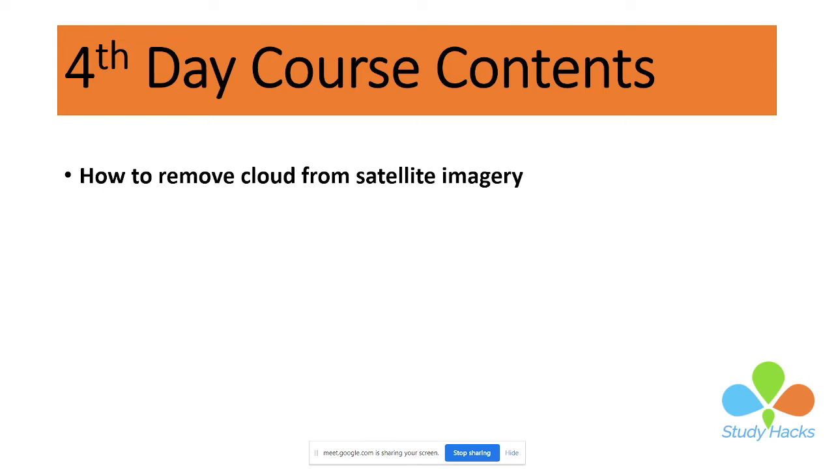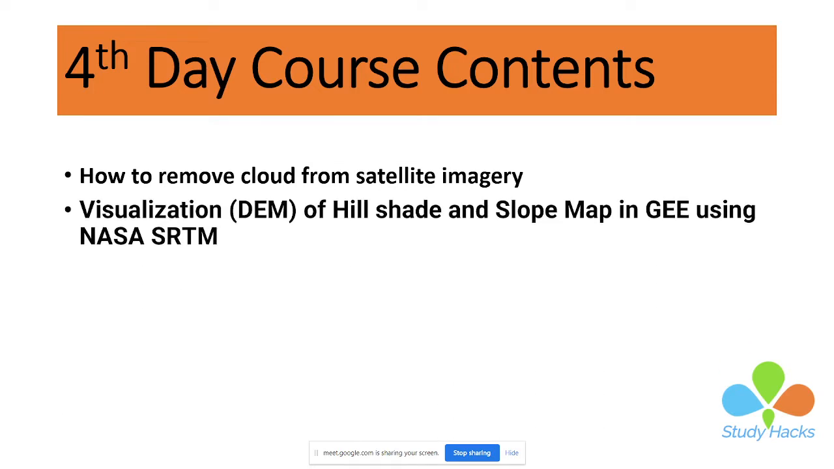Then I will also discuss the visualization of the hillshade map. Here I talk about DEM data. DEM is the digital elevation model, and I will show how you can easily use DEM data to make the hillshade map, slope map, as well as the aspect map using the Google Earth Engine platform.